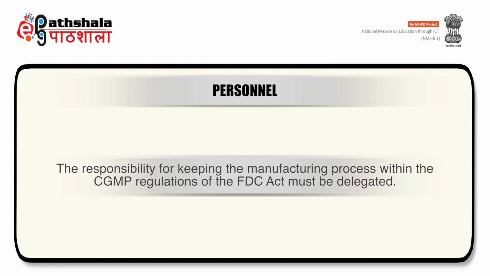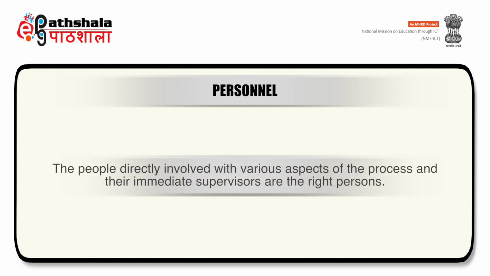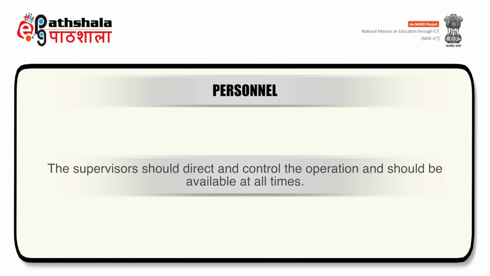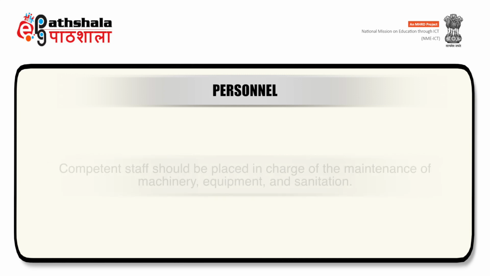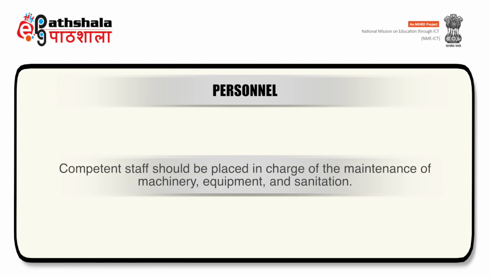Responsibility for keeping the manufacturing process within the CGMP regulations must be delegated. People directly involved with various aspects of the process and their immediate supervisors are the right persons. Supervisors should direct and control the operation and should be available at all times. Competent staff should be placed in charge of the maintenance of machinery, equipment, and sanitation.